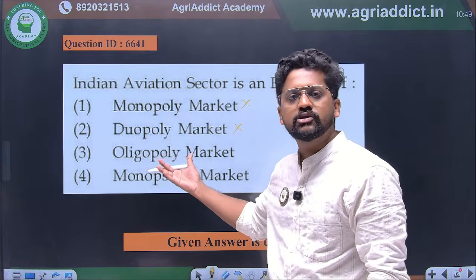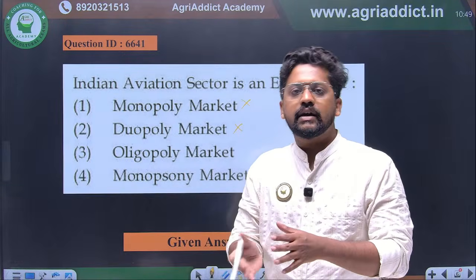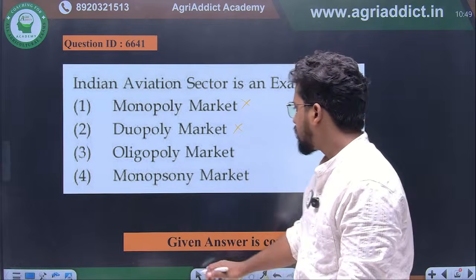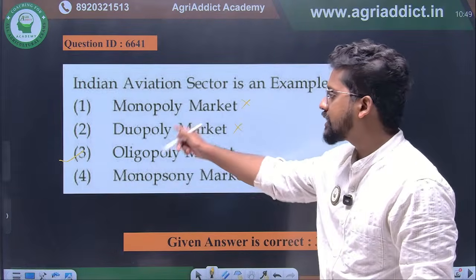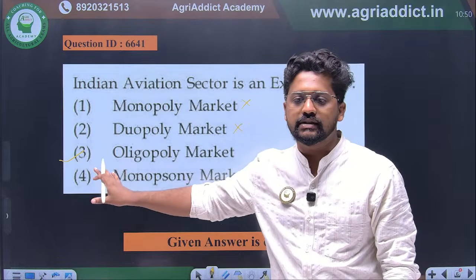The basic conceptual definition of oligopoly is few sellers selling either homogeneous or differentiated goods. That is none other than oligopoly. So therefore your correct answer is 3. The answer key given is correct and there is no concern regarding challenging here. This is the correct answer itself. Okay.